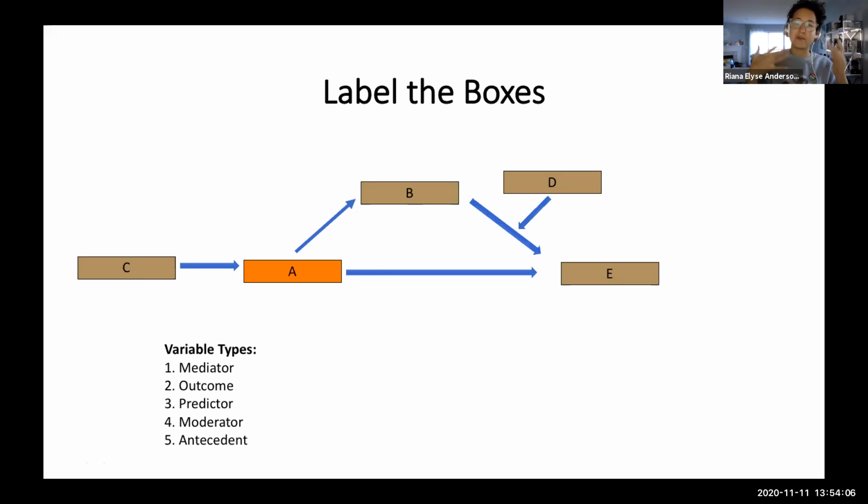So D, if you're saying, for example, a high level of, let's say, exercise, right? If B and E are dietary intake and weight, for example, D will help to modulate or regulate the strength of B and E's relationship. And finally, E, what comes at the end of a model, that is our outcome variable. That is what depends on the predictor and some of these other variables to be what they are.